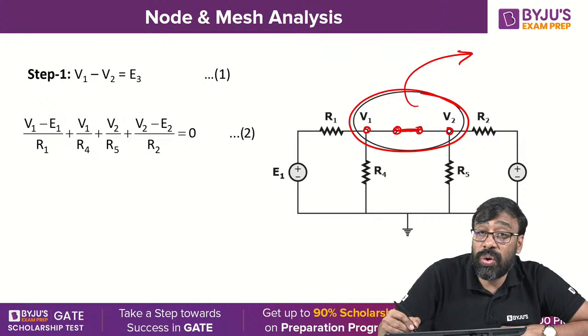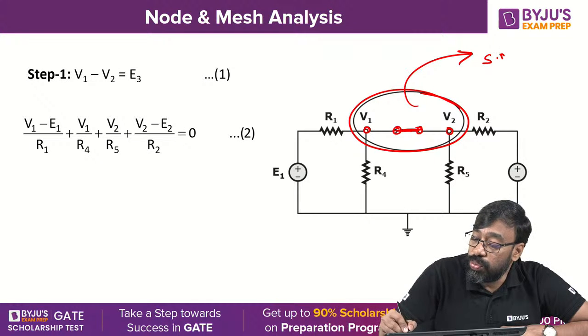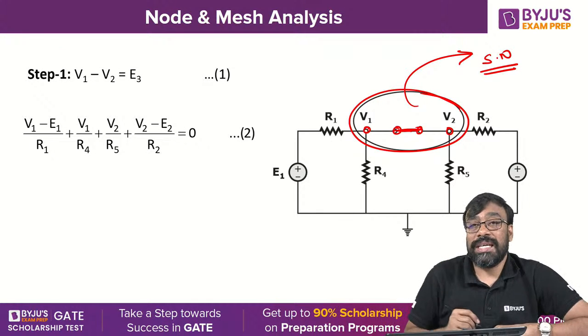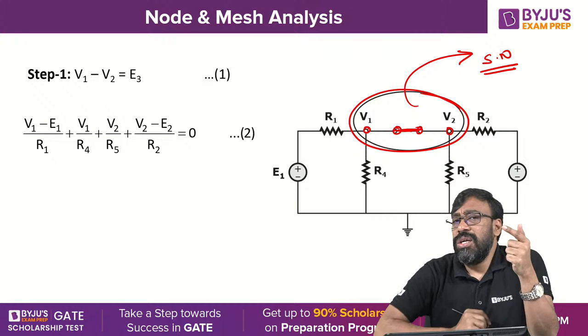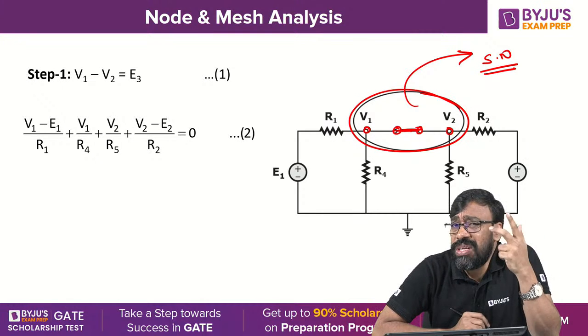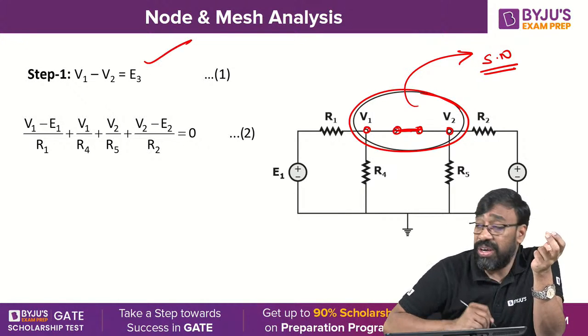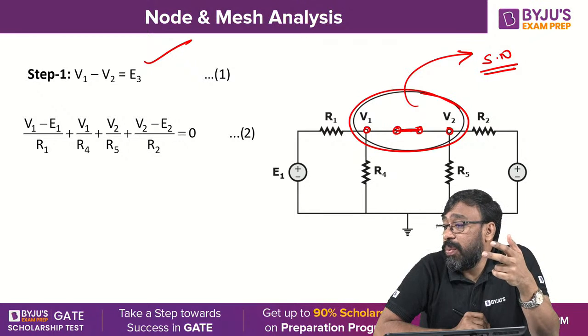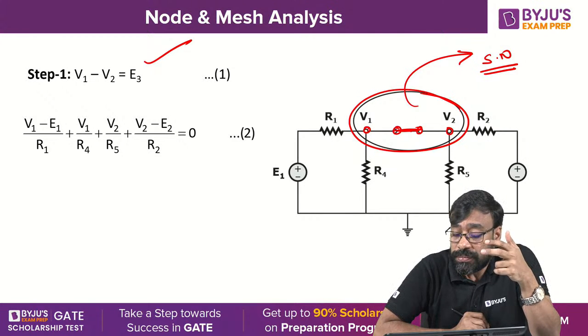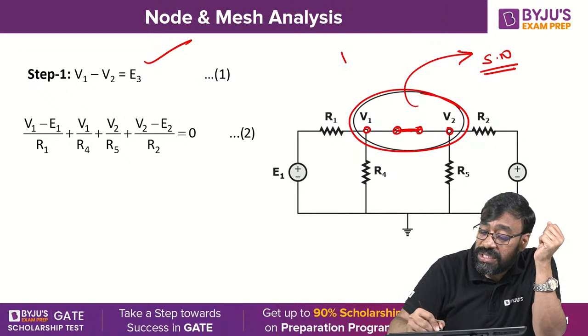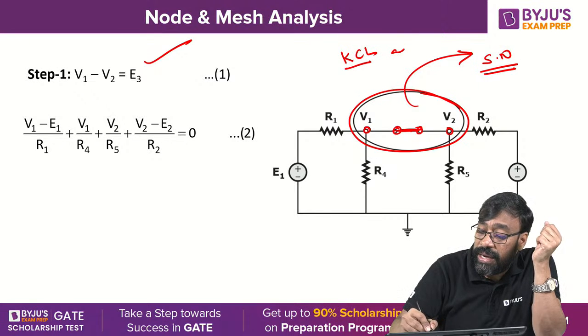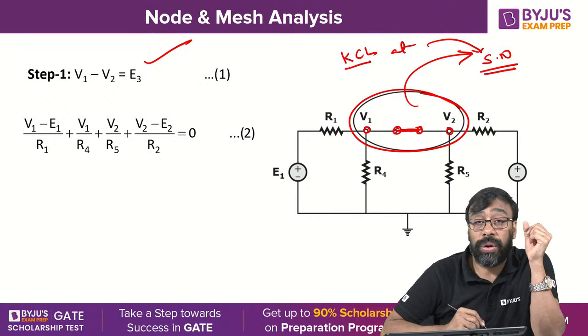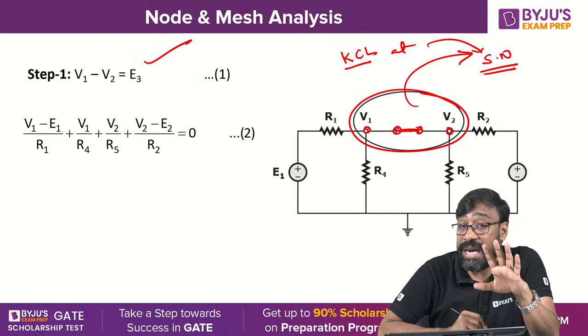That single node is called a super node. You understand? So what you do is, to obtain the second equation, because there are 2 variables and you already got one equation here, we apply Kirchhoff's current law at the super node. You all understand, by maintaining the previous branch currents.